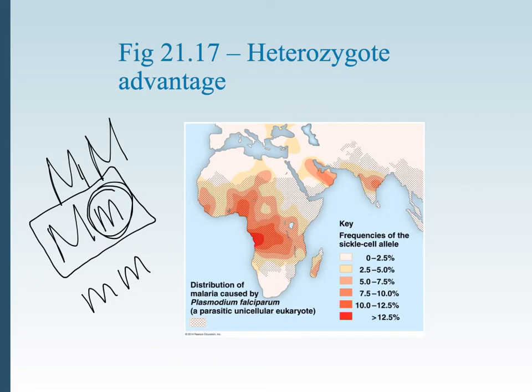And so in other parts of the world, this particular allele has died off long ago. It's not nearly as prevalent. However, in sub-Saharan Africa, you can see the frequencies of these alleles are much higher than most of the rest of the world, which falls into this category of less than 2.5%. And so that's the heterozygote advantage. Sometimes being a heterozygote is the best condition to be in.